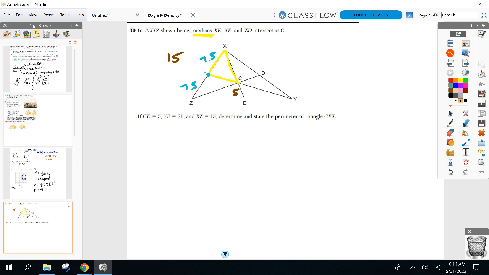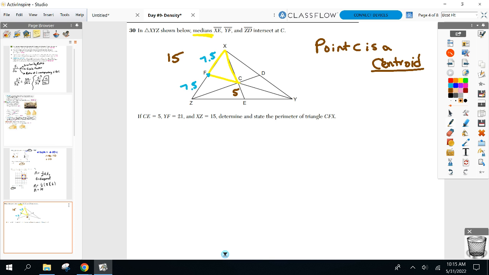There's vocabulary term number 1. Vocabulary term number 2. Anybody remember where all 3 medians meet in a triangle? Point C in this case. Not that, that's perpendicular bisectors. Close. That's altitudes. We're getting there. We'll get it sooner or later. Centroid. There we go. They all meet at the centroid. So point C is the centroid.